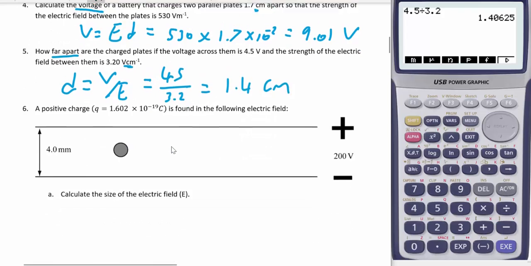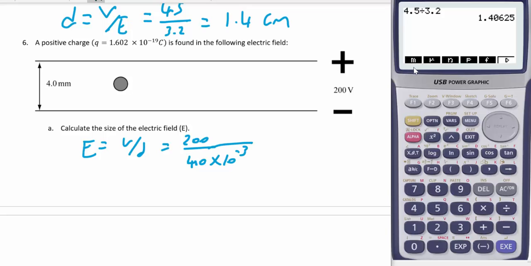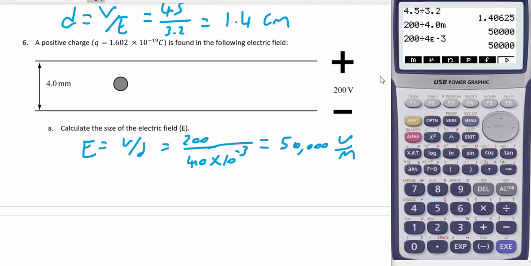Question number 6, a positive charge of 1.602 times 10 to the minus 19 is found in the electric field. Can you determine the size of the electric field? Well, we know electric field is going to be the voltage, which is 200 divided by the distance, and the trick there is that's in millimeters, and so you can use the millimeter function in your calculator. So I could put 4.0 millimeters, and that gives me the same answer as going 4e minus 3, and we do get the same answer of 50,000 volts per meter.